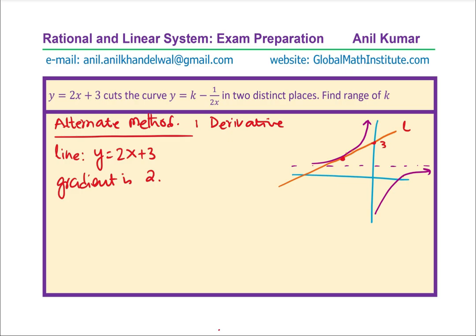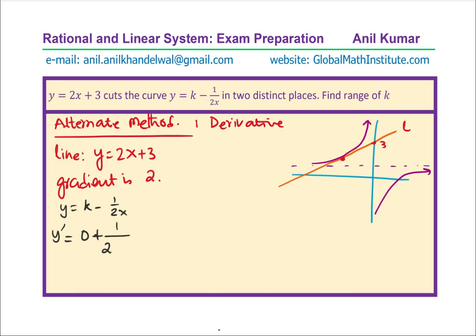So we have y equals k minus 1 over 2x. So what is the derivative? 0 minus, so this is 1 over x squared with a negative sign. So that gives you positive half, 1 over x squared, right? So let me write it.